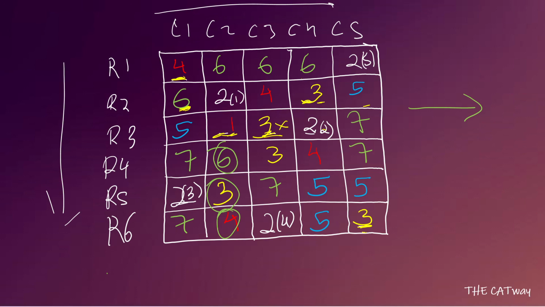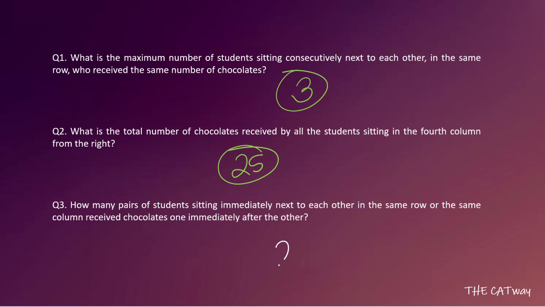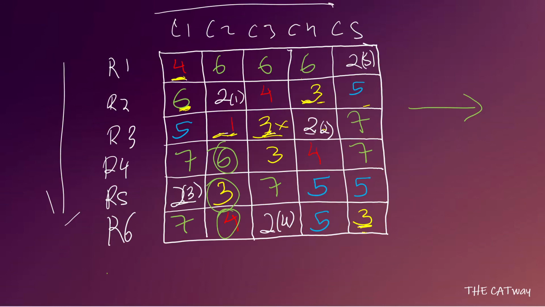Okay, the correct answer for that question is going to be 2. You can count it for yourself. You can write down the order in which the chocolates were distributed, and then you can check it over there, and the answer will come out to be 2. There are going to be 2 pairs.